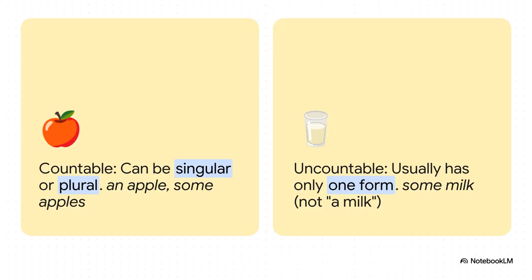So let's just put them side by side here. It makes it super clear. You can really see the main grammatical split. Countable nouns get to be singular and plural. You can have an apple or some apples. But uncountable nouns, they pretty much just have the one form. You've got some milk, but you'd never say "a milk."